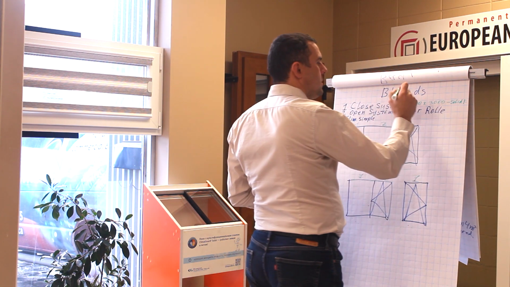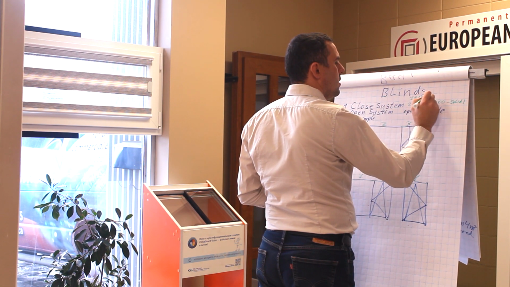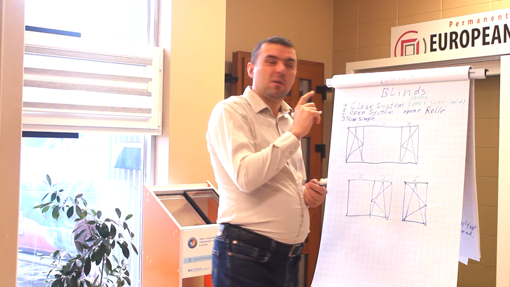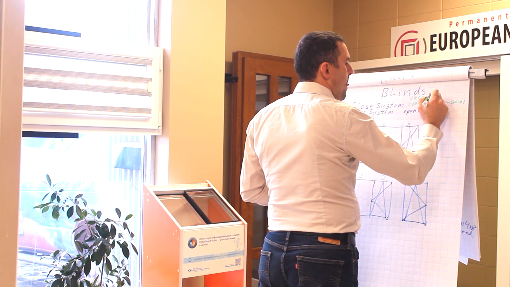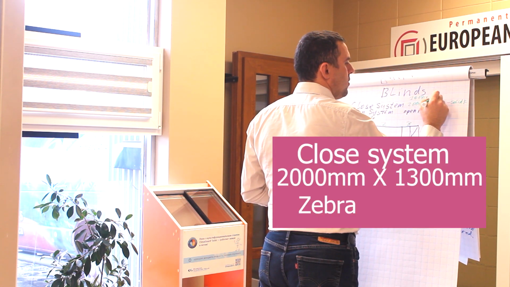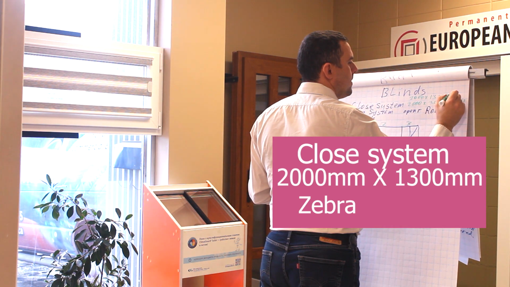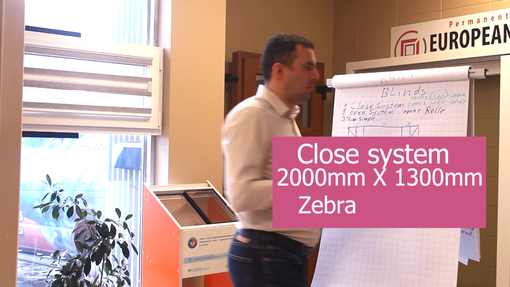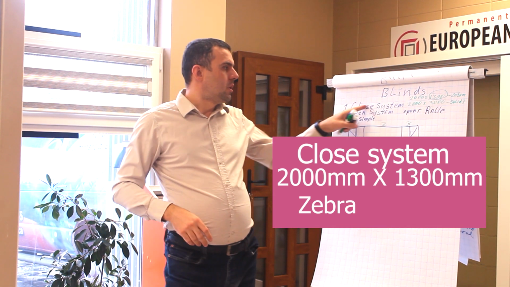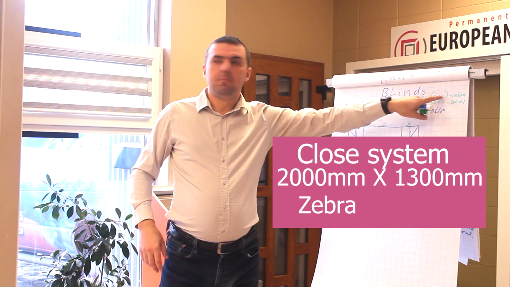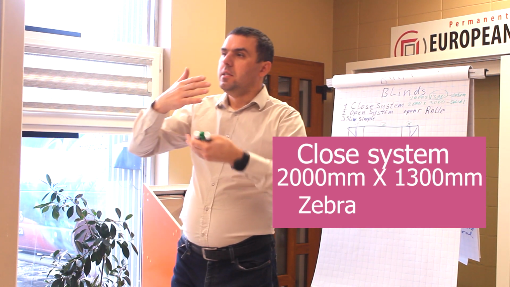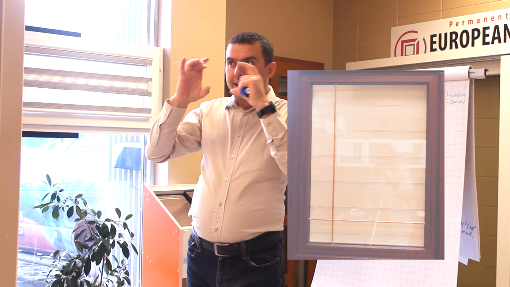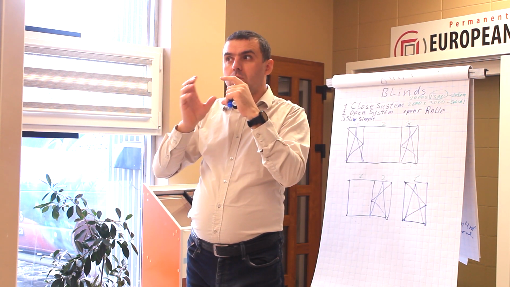And let's say 2,000 by, and here's very important, let's say 1,300. Zebra. This number is very important to remember. For closed system, zebra blinds right there. Zebra blind, that's where two layers go behind each other. So in that roll, it's twice the amount of fabric.